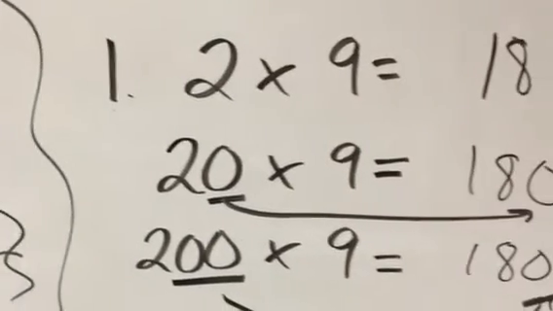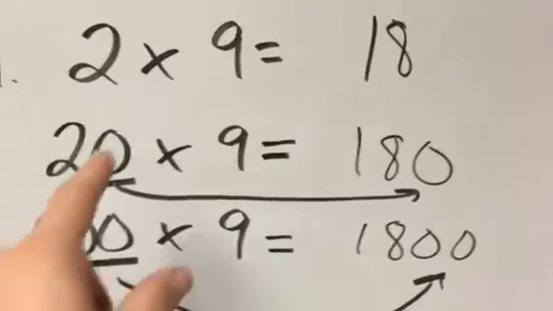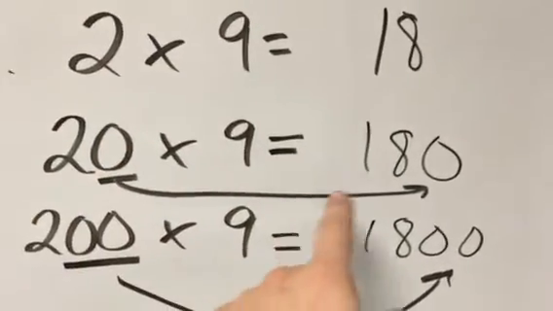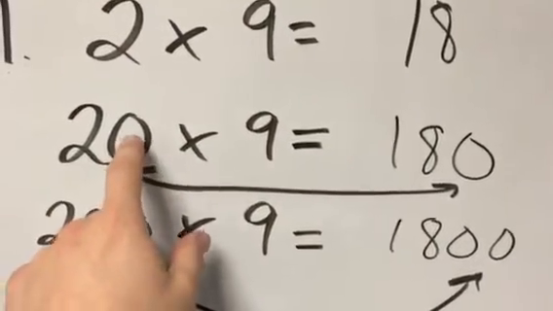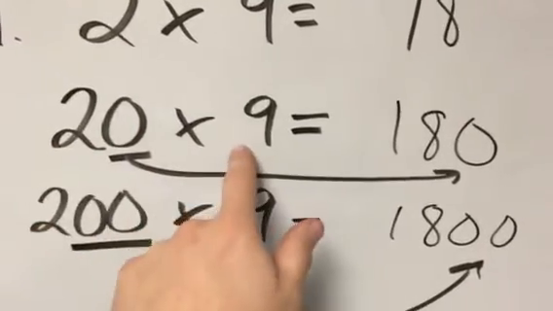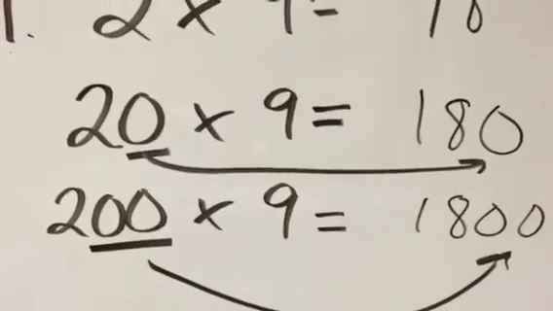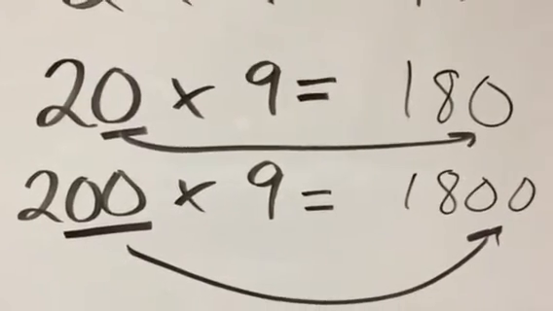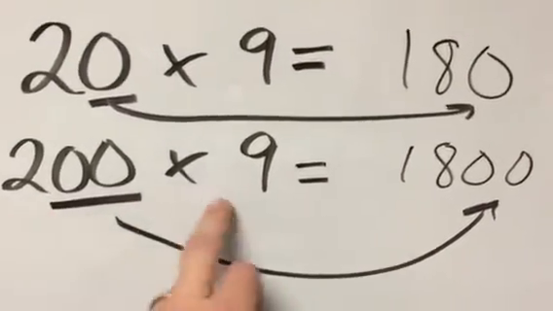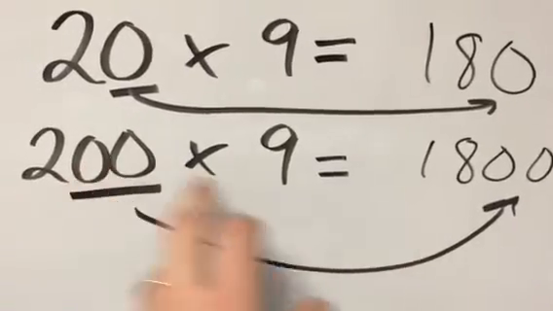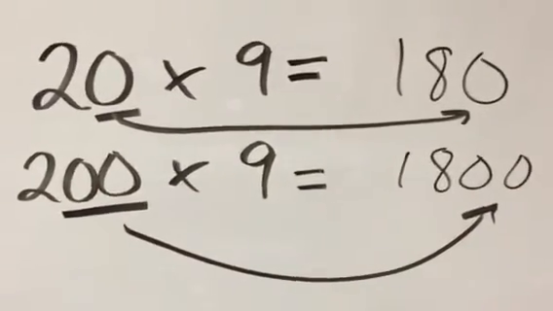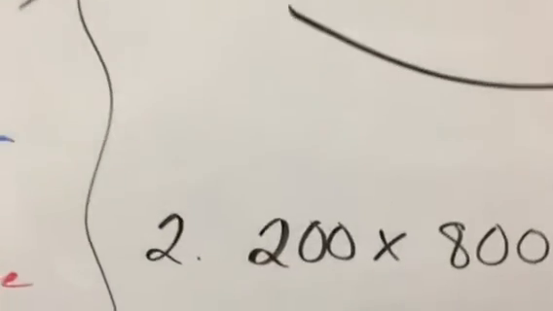You're absolutely right. 2 times 9 is 18, so 20 times 9 is 180, because we have 1 zero here. 2 times 9, the leading digits, give me 18, and then I add my 0 at the end. And 200 times 9 is 1,800. 2 times 9 gives me 18, I add 2 zeros, and I get that answer. Let's look at the next one.